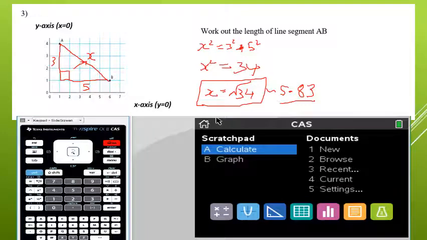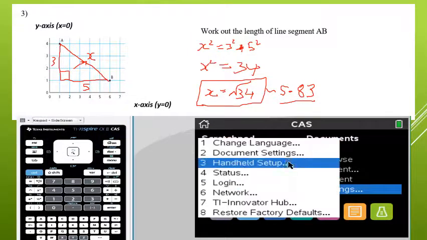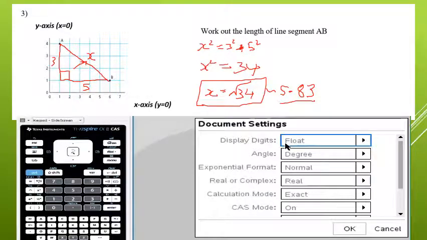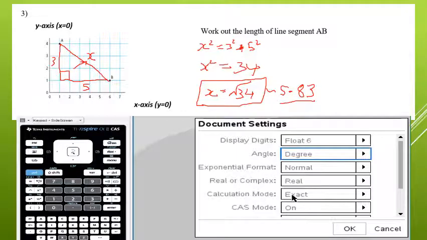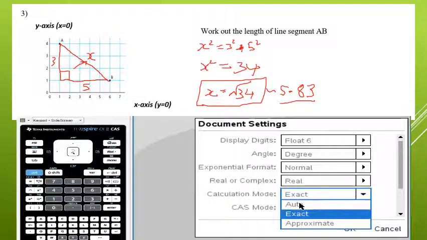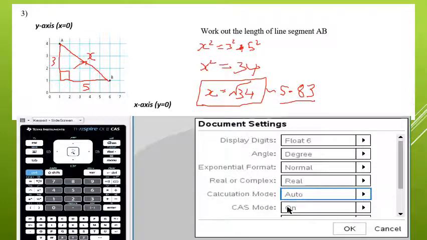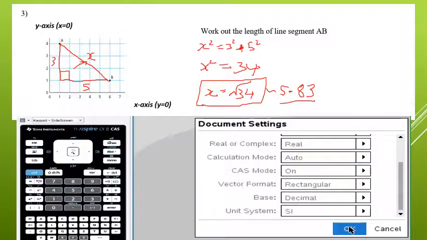Okay, I'm now going to show you how we use our calculator to do some of these things and getting our calculator settings right for this topic. Okay, so the first thing, we're here on the home page. If we go to our settings, number 5 over here, and go to document settings, for this topic we'll change the display digits to float 6. The angle needs to be in degrees, so use the arrow key, go down there and make sure you select degrees. I think you'll find the calculation mode for this topic is best to make it auto and leave the CAS mode on. There's no other settings we need to change there. So float 6, degree, and calculation mode on auto. So when you get to the bottom here, go OK.